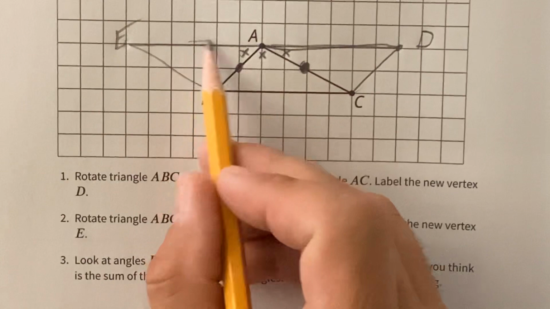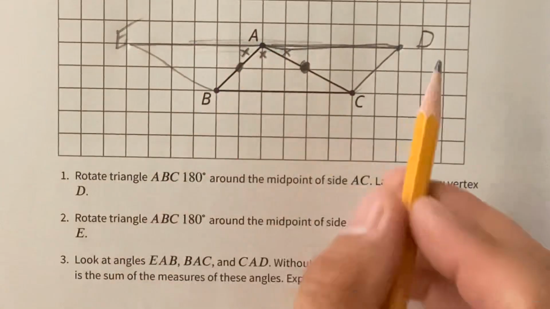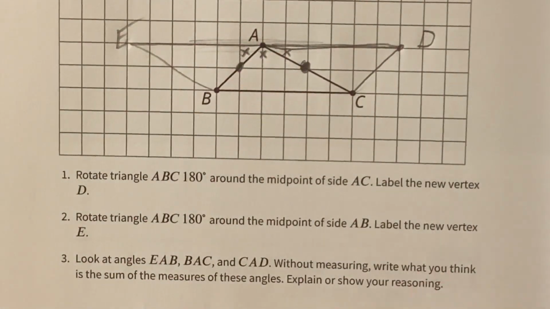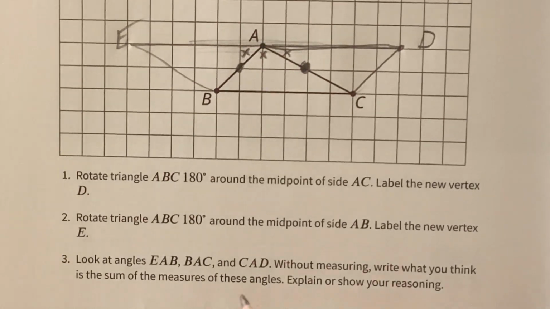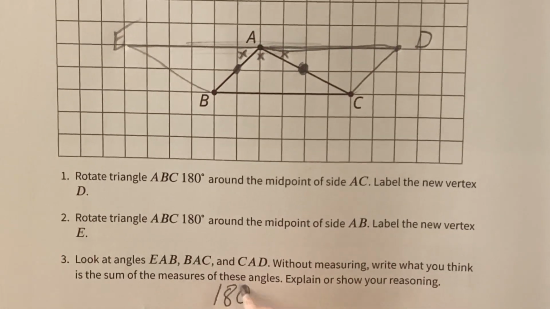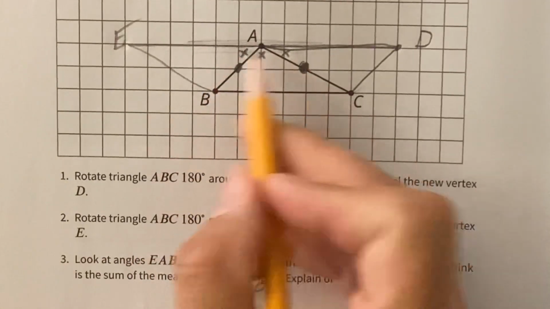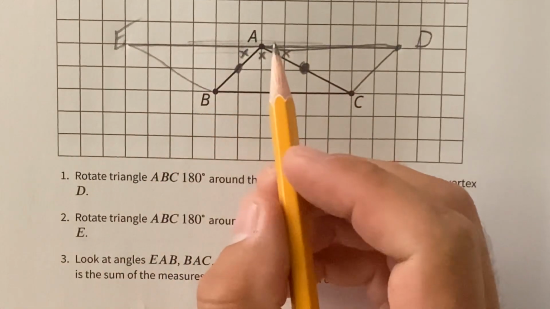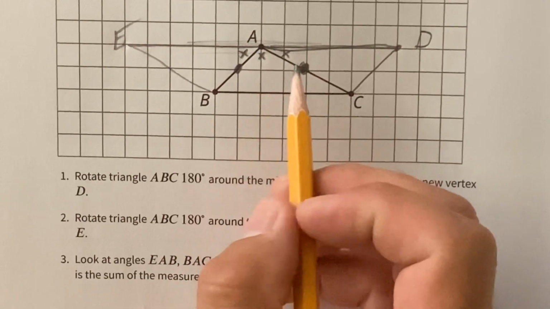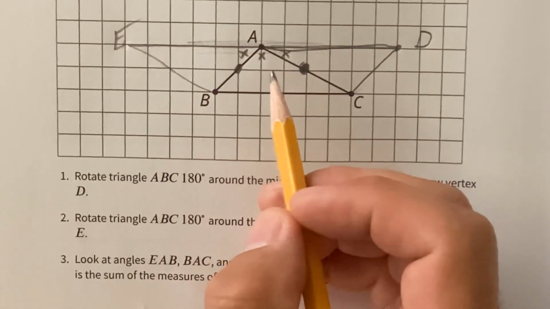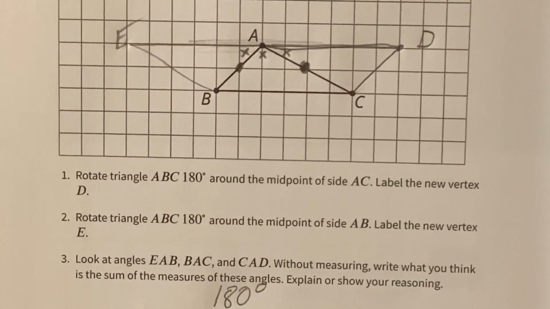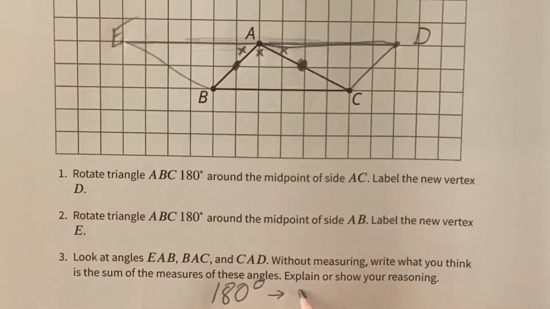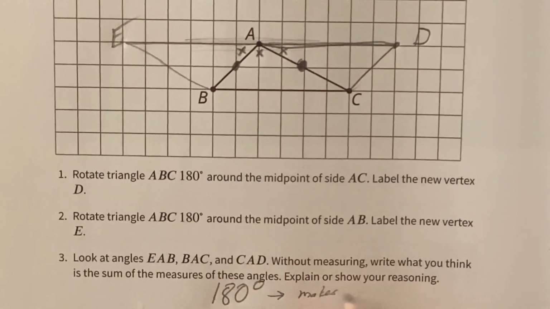Notice what it nicely makes on the top side of that. A line, right? How many degrees are in a line? 180 degrees. It makes a nice line. Okay, some people say it makes a nice straight line. Technically, all lines are straight or it's not a line. Okay, straight angle or a line, 180 degrees. Why? Makes a straight angle.